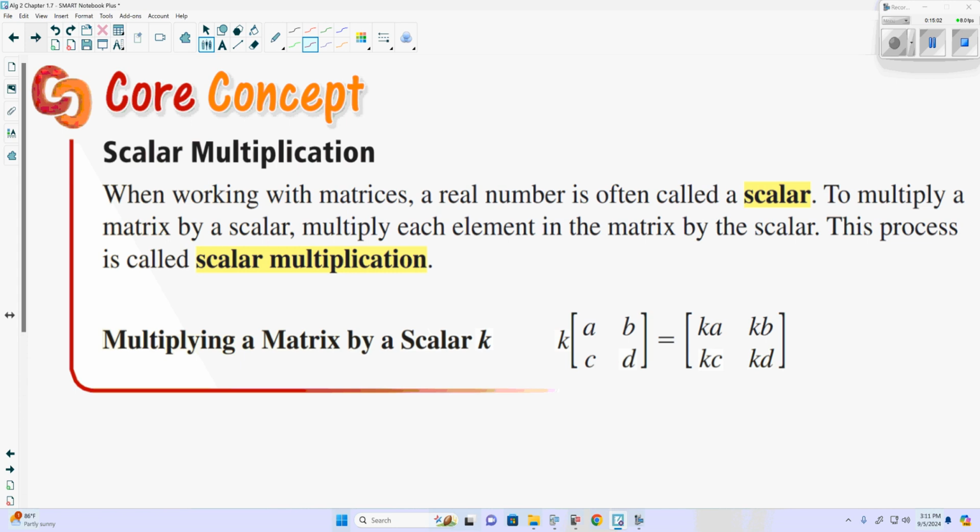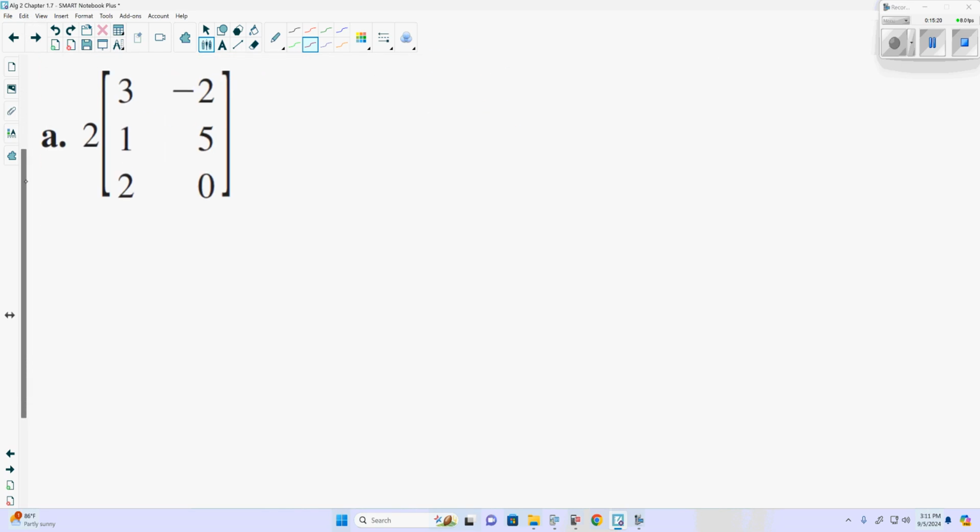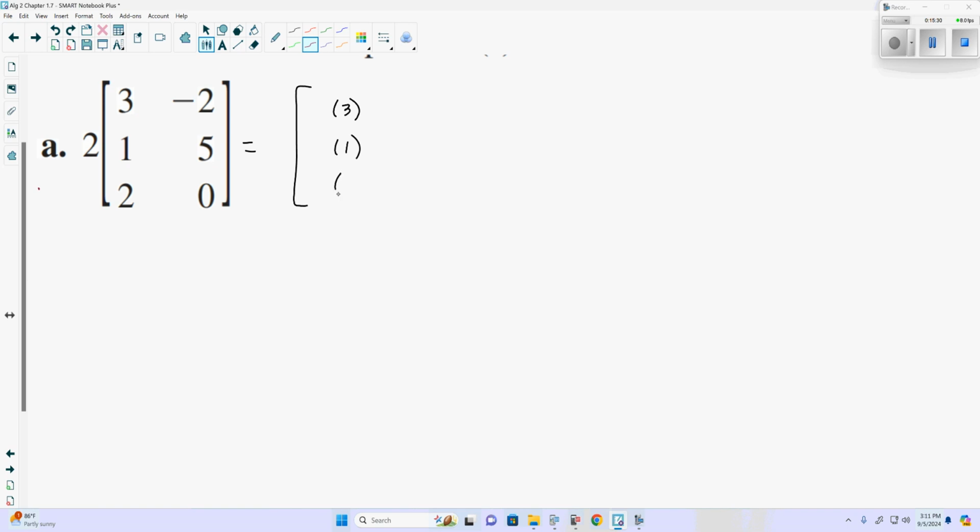All right, guys, focus in here. Scalar multiplication is what we're going to do next. When working with matrices, a real number is often called a scalar. To multiply a matrix by a scalar, multiply each element in the matrix by said scalar. This is called scalar multiplication. So if we look at this one here, we have 2 times the matrix. We're using a scalar of 2, which means we're going to take all of our elements and multiply them by 2.